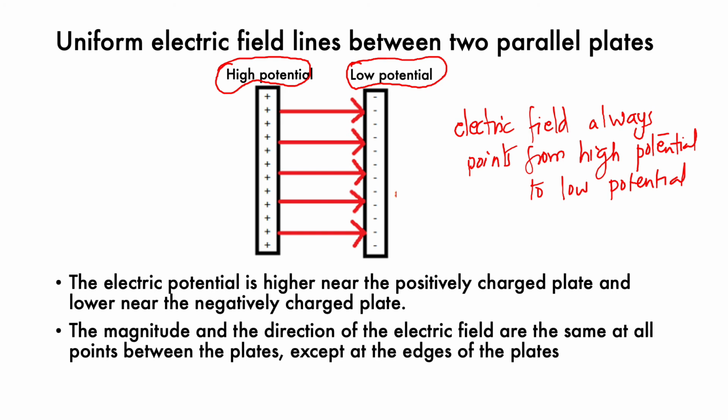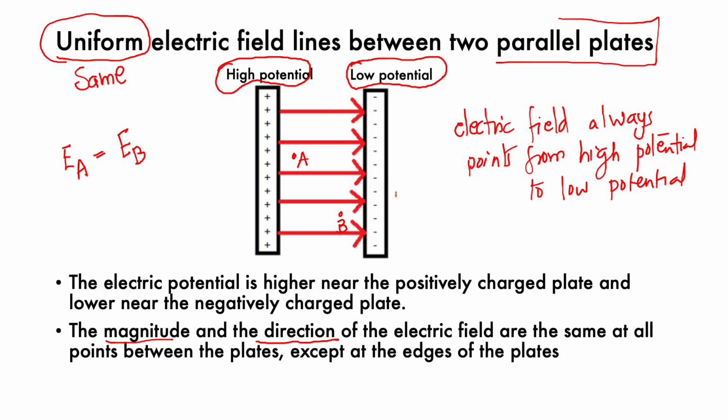And the magnitude and direction of the electric field, you can see all the lines are towards the right. So the direction is the same as well as the magnitude. That means if I take any two points, let's say a point A here and a point B here, the electric field at A will be equal to the electric field at B. That's why we call it uniform, meaning the same electric field lines or the same strength of electric field. This is true only for two oppositely charged parallel plates.